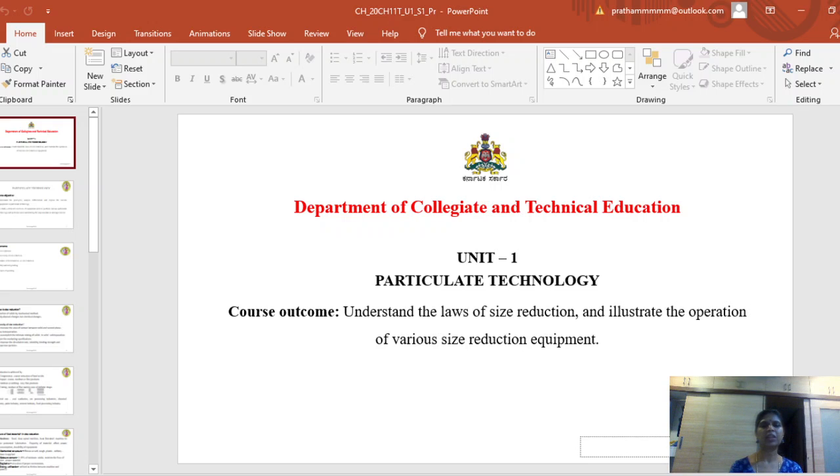Today, in this session, I am going to discuss the subject called particulate technology, which is there in your chemical engineering subject in the first semester of your first year. We will go through the sessions of Unit 1. Unit 1 especially covers the size reduction laws and the various size reduction equipment. On learning about the various size reduction equipment, one has to understand the laws of size reduction and illustrate the operation of the various size reduction equipment.